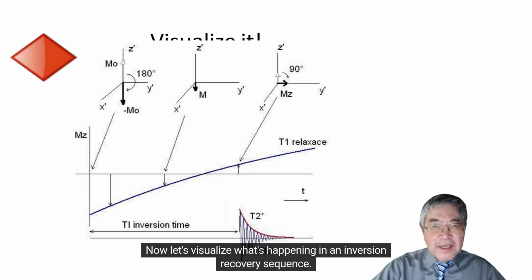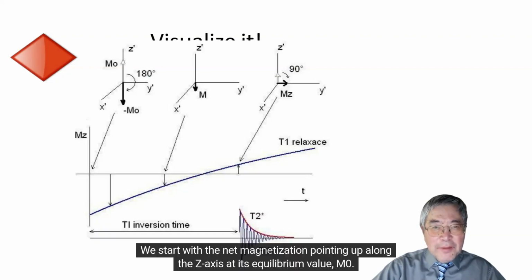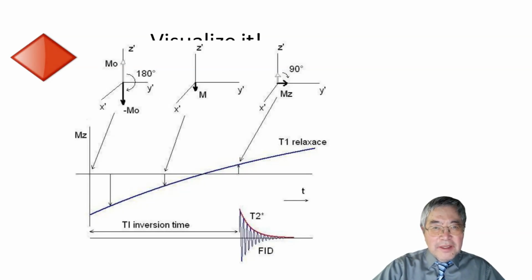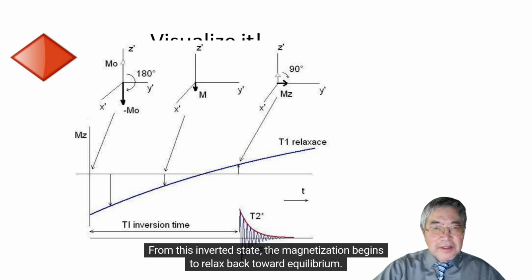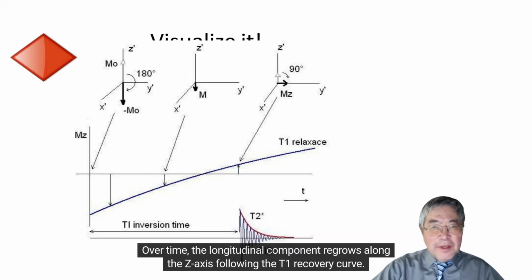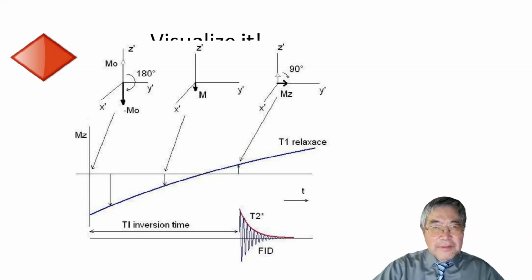Now let's visualize what's happening in an inversion recovery sequence. We start with the net magnetization pointing up along the z-axis at its equilibrium value, M0. Then we apply a 180-degree pulse, which flips it completely upside down to minus M0. From this inverted state, the magnetization begins to relax back toward equilibrium. Over time, the longitudinal component regrows along the z-axis following the T1 recovery curve.